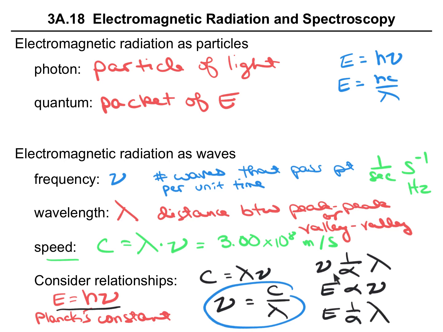So frequency is inversely proportional to wavelength. As the frequency increases, the wavelength decreases. As the wavelength gets longer, the frequency gets smaller. Energy is directly proportional to frequency, so high frequency means high energy, low frequency means low energy. Energy is inversely proportional to wavelength, so long wavelength is low energy, short wavelength is high energy. These relationships are going to be important to keep in mind as we think about spectroscopy.